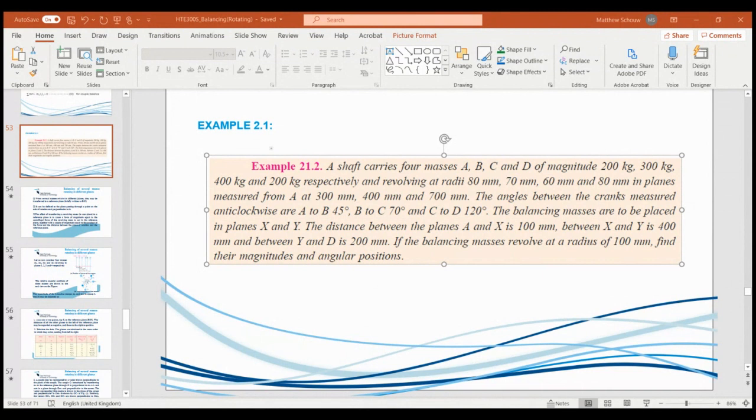I'll sketch it how they typically sketch it. So we have one mass rotating like this. That's A, mass A. And then mass B is rotating 45 degrees relative to that. Mass C is 70 degrees relative to B, so that's like 45 plus 70, 115, something like that. And then we have mass D, which is rotating at 115 from C to D.